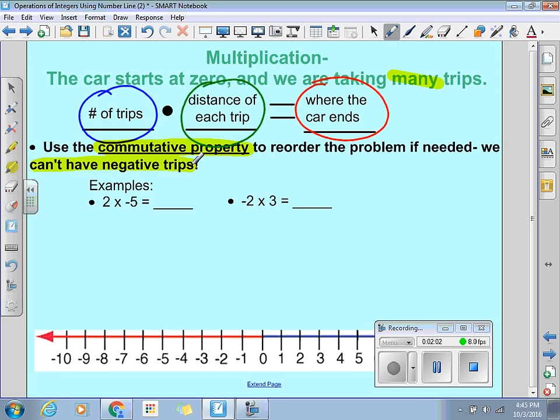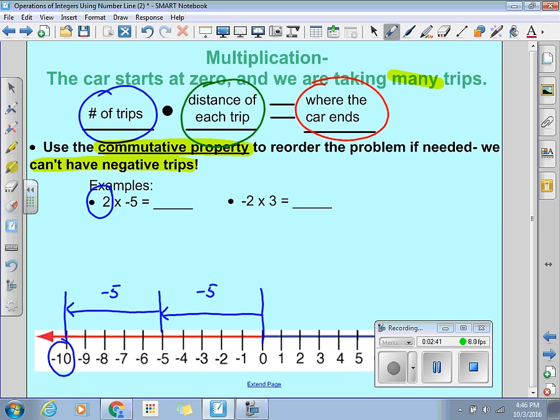2 times a negative 5. We're going to start at 0. And we're going to take 2 trips, and each trip is going to be negative 5. So 2 trips of negative 5. So there's my first trip. Stop at negative 5. And there's my second trip. Okay, so each time the distance was negative 5, but there were 2 of them. So I landed on negative 10.